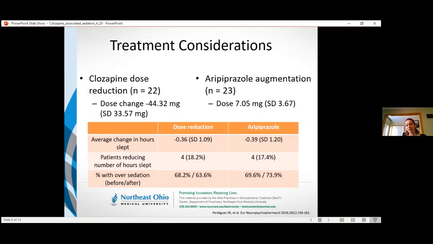So potential options, there weren't really indicators or other confounders that would suggest who would respond best. If patients were well controlled, then clozapine dose reduction is suggested. If patients maybe still have some residual symptoms and the sedation is still problematic, then potentially the aripiprazole augmentation would be an option.